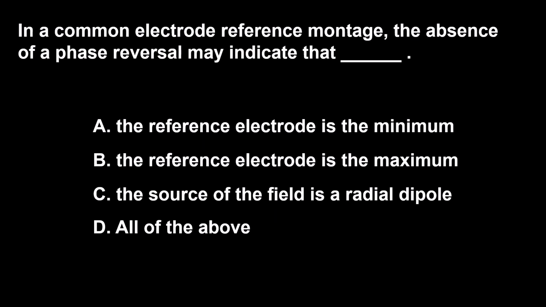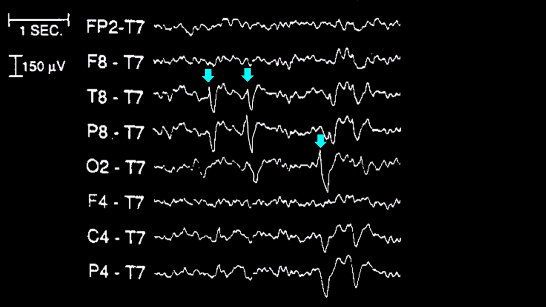Next question. In a common electrode reference montage, the absence of a phase reversal may indicate that A. the reference electrode is in the minimum, B. the reference electrode is in the maximum, C. the source of the field is a radial dipole, D. all of the above.